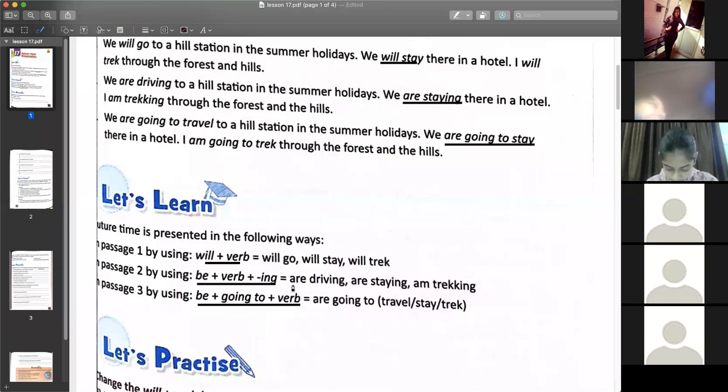If you remember, in present continuous, we have done the usage when our plans are fixed. In the near future, we use present continuous. This is what is present continuous: am I plus ing, right? Like, we are completing this chapter today. This is fixed, that today we are going to complete this chapter. Going to also presents your future, and the ing form of the verb with be is also your future.